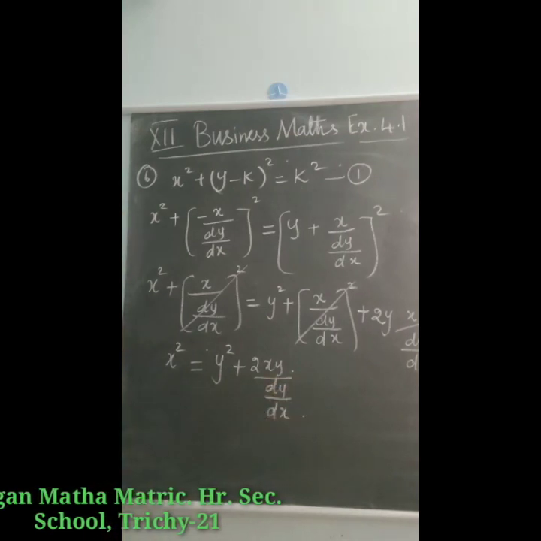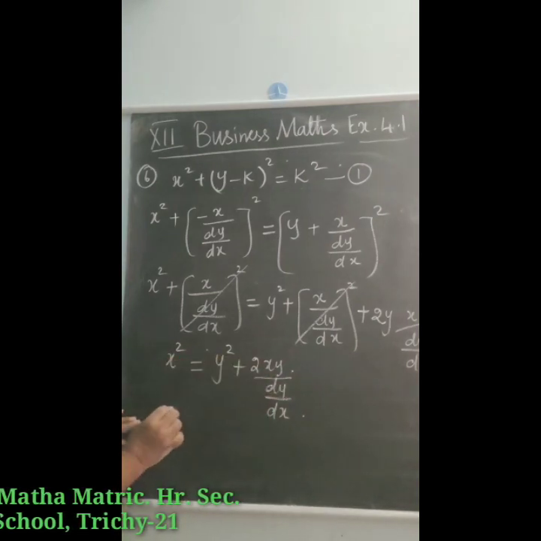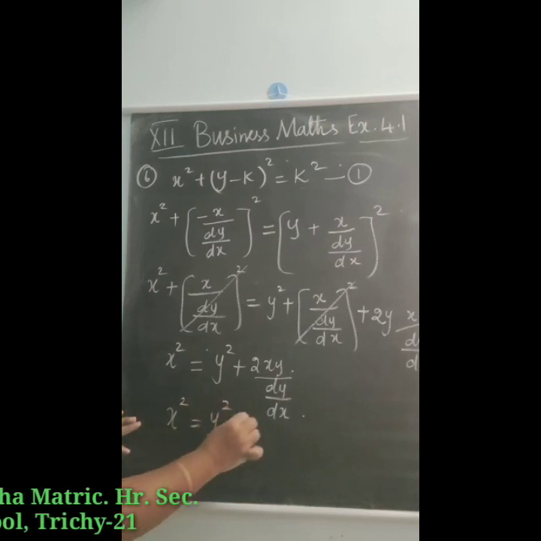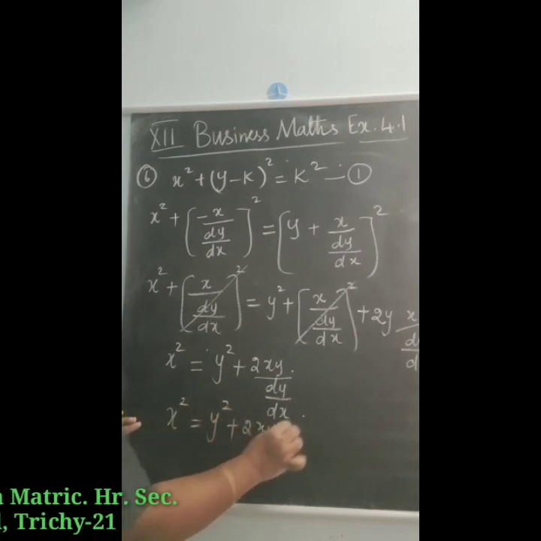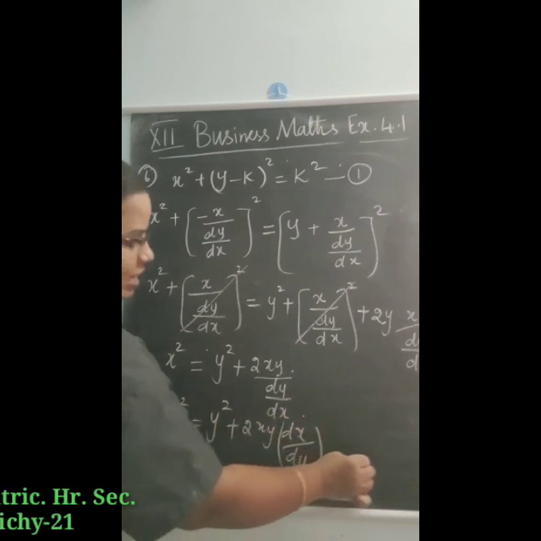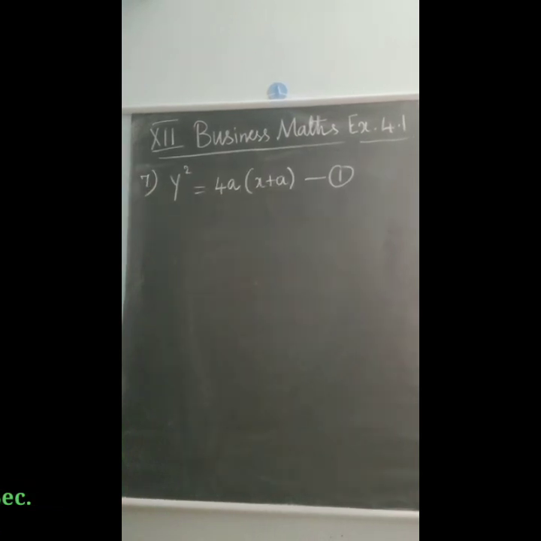So, what is the required equation? This one goes into reciprocal. We will get x squared is equal to y squared plus 2xy into dy by dx. This is the required equation. So, this is the answer for x squared plus y minus k the whole squared is equal to k squared. Can you understand, students?